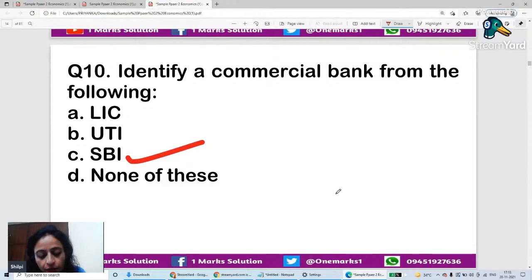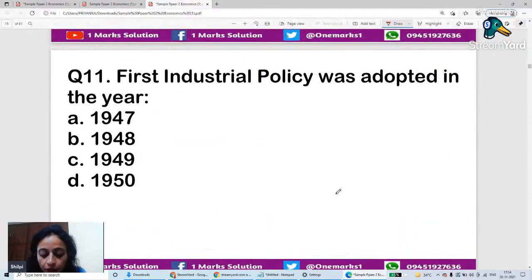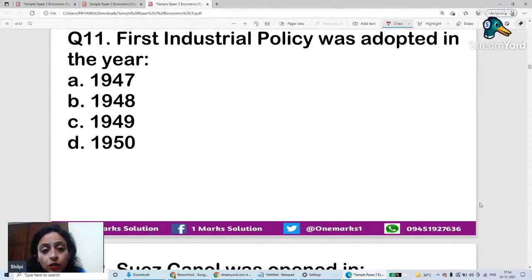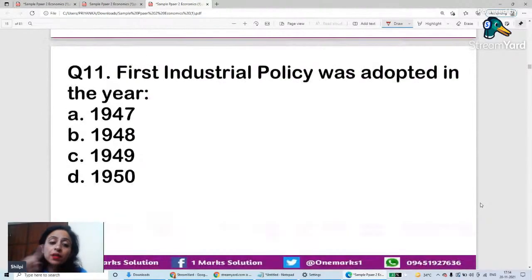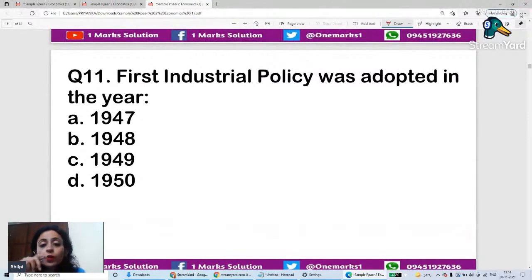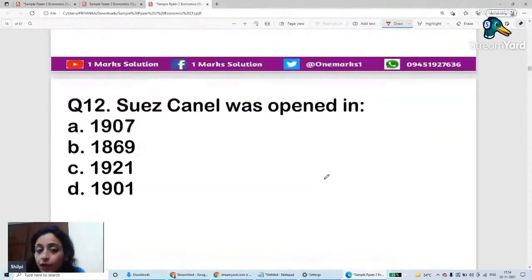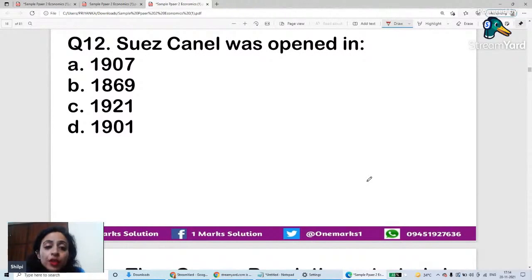Question number 11. The first industrial policy was adopted in the year. They are talking about the industrial policy, but the first industrial policy. The other industrial policy we have read in our chapter was held in 1956. It was initiated in 1956. But here they are talking about the first industrial policy, which was held in 1947. Option A. Question number 12. Suez Canal. Again, a very important question. The Suez Canal was the shortest route developed between Britain and India to cut short the traveling time of the Britishers, right? So it was opened in 1869. Option B is the correct answer.